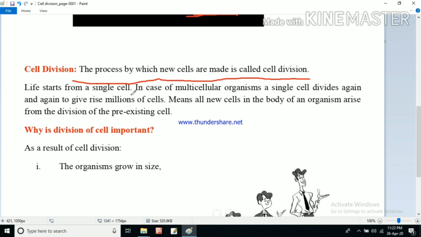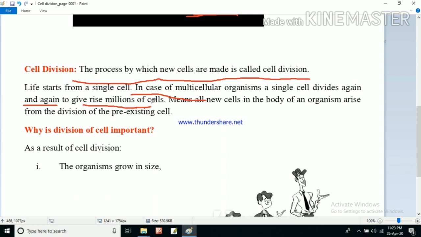to give rise to millions of cells. Single-celled organisms remain a single cell. In multicellular organisms, first one cell was there and that cell divides again and again to give rise to millions of cells. In our body we have millions of cells, and all these millions of cells came from only one cell.